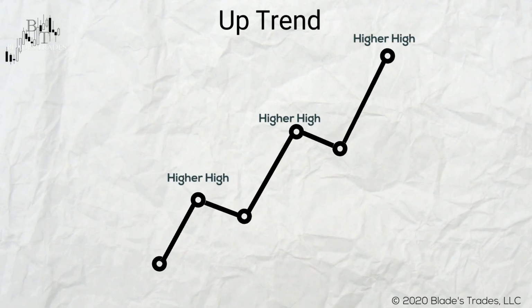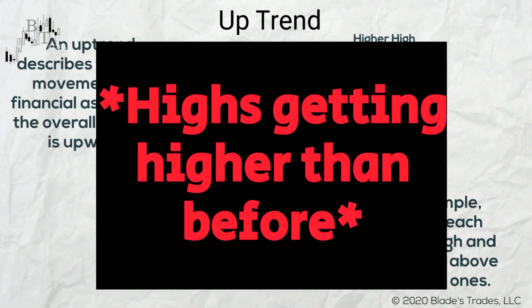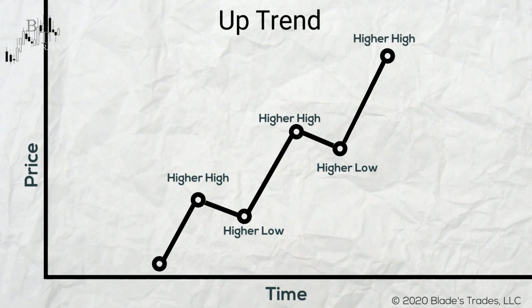An uptrend has higher swing highs and higher swing lows. That means that the lowest points are getting higher than before, and the highest points are getting higher than before. Now let's take a look at an uptrend. Here comes the basic algebra. Yes, you have to know this. It won't be too hard to understand.